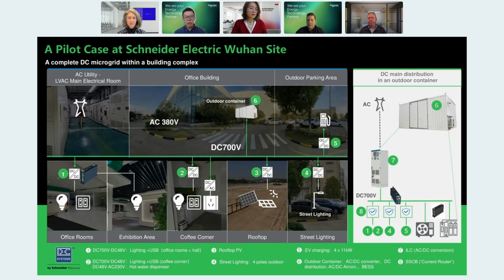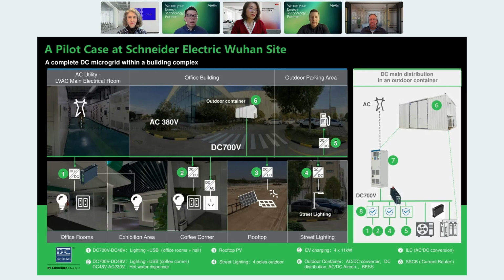Behind the shadowed background is a panorama view of the actual environment of the building complex. In the middle there is an office building, and around this office building we built this complete DC microgrid. We placed it a little bit further away from the AC main electrical room. This is the electrical room for the entire site, and this is a huge site, I can tell you. The distances from that AC main electrical room are quite significant.